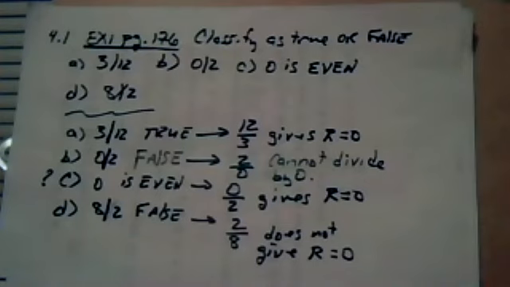D, we have 8 divides 2, which is false because it implies that 2 divided by 8 does not give a remainder of 0, so 8 does not divide 2.